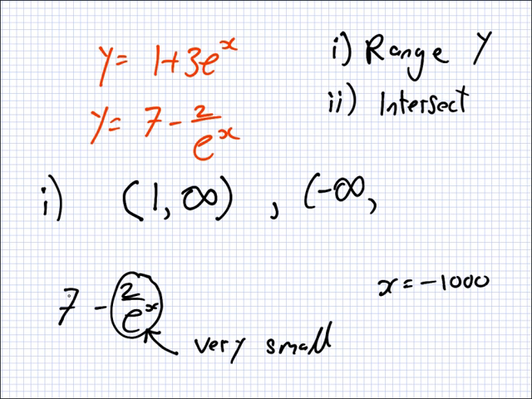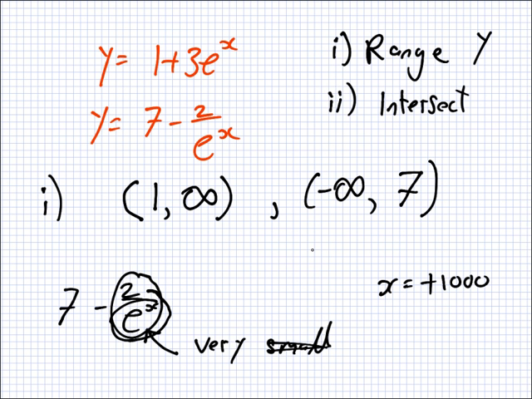Second thing I could do is, if I want to make this very big, I could take away a very small amount. So what's the smallest I could take away? 0. I could possibly take away 0, but I would need to make this x very large. If I make this very large, by maybe using x as 1000, then it's 2 over a large number, which is very small. 7 minus a small number is nearly 7. So again, I don't quite think I can get the 7. So it will be open again.